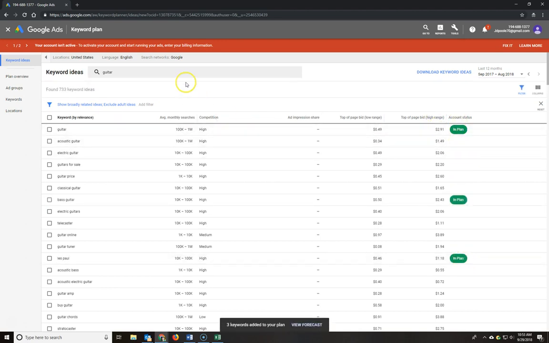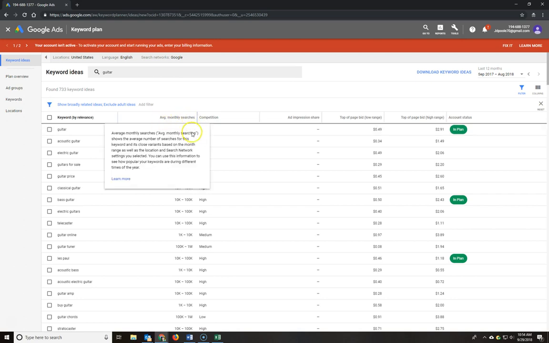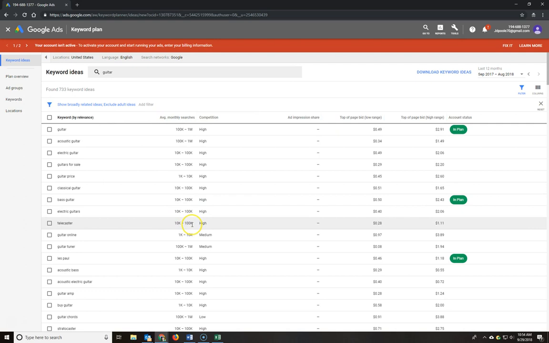Now, note, you see this average monthly searches. If you use this number for any assignment in this class, you will lose points. Let me repeat that again. That's very important. If you use the average monthly searches number, this 10,000 to 100,000, the 1 million to 10 million, any of these range numbers, any of these numbers for any assignment in this class for this semester, you will lose points.